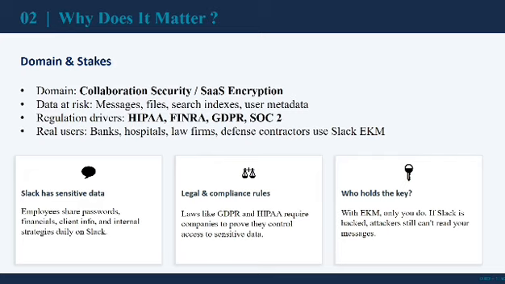Let us give a simple example. If a company discusses a merger or financial deal on Slack, that information is extremely confidential. If leaked, it can affect the stock value and company reputation. So encryption is not optional, it is necessary.